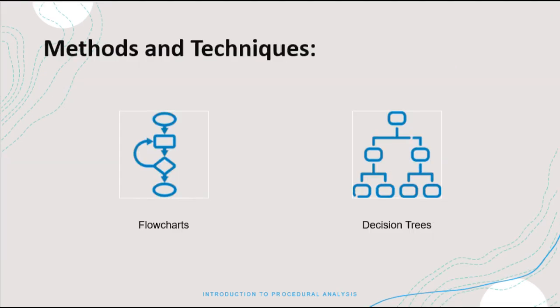To do this, designers have various methods and techniques available to them under procedural analysis. In this class, we'll be covering two of them, flowcharts and decision trees. Each of these methods offers a unique way to visualize and analyze processes that ultimately lead to making informed decisions.